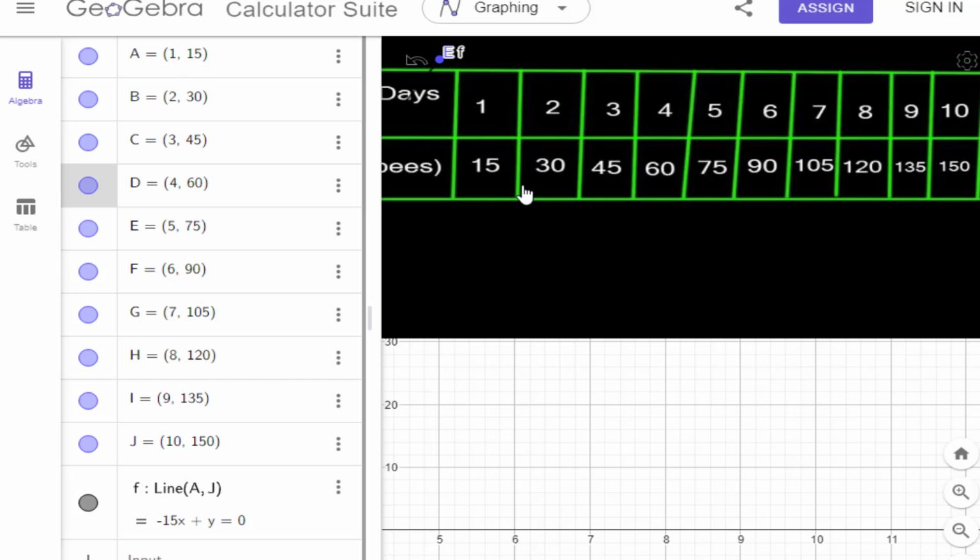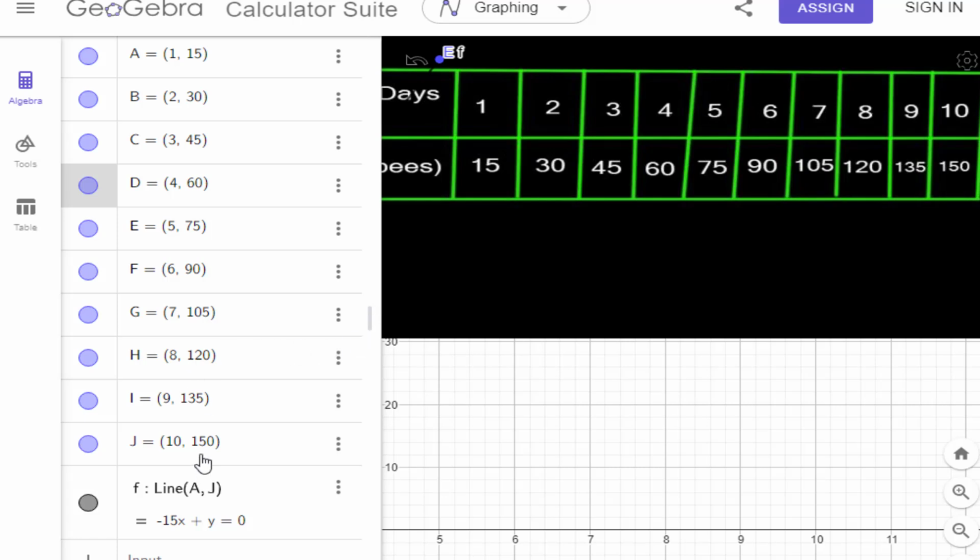Then 2 and 30. So 2 and 30 will be point B. And then for C, x will be 3 and respectively y will be 45. And for D, its coordinate x will be 4 and y will be 60. And then 5, 75, you can note. And then up to 10, we have 10, and for 10 we have 150. So you can see this.